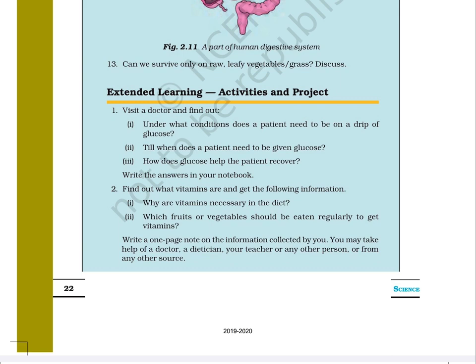2. Find out what vitamins are and get the following information. 1. Why are vitamins necessary in the diet? 2. Which fruits or vegetables should be eaten regularly to get vitamins? Write a one-page note on the information collected by you. You may take help of a doctor, a dietitian, your teacher, or any other person, or from any other source.